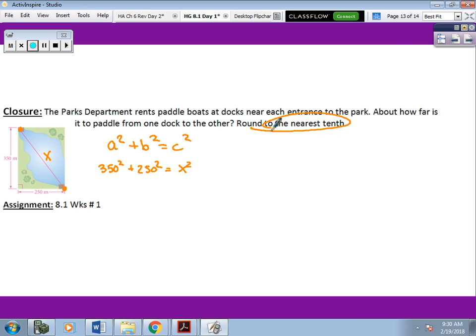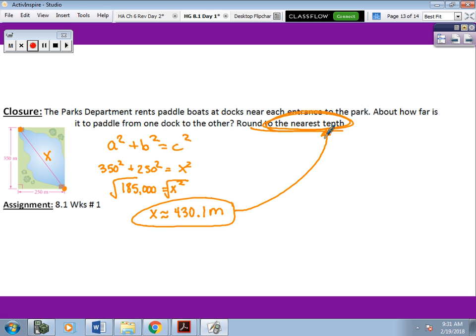Now this one does say to round to the nearest tenth, which means we do not have to reduce the radicals because we are going to get really big numbers here. So once we square these and add them together, we should get 185,000. And then whenever we square that, we will get that it is approximately 430.1 meters. And only round to the nearest tenth if the directions would tell you to do so. Okay, on the homework, remember to look for triples. They will save you a lot of time.